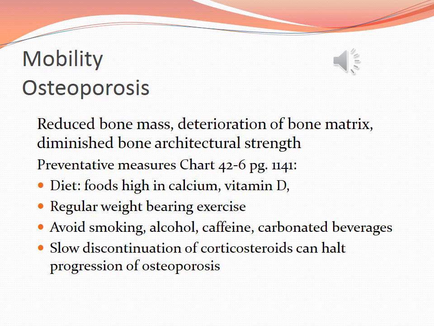There is a chart in your textbook, page 1141, chart 42-6, that discusses preventative measures for osteoporosis. Preventative home care checklist measures can include listing that risk factor, identifying calcium and vitamin D rich foods, consuming a diet with adequate calcium, engaging in weight-bearing exercise daily, and once again, modifying lifestyle choices to avoid smoking, alcohol, caffeine, and carbonated beverages.